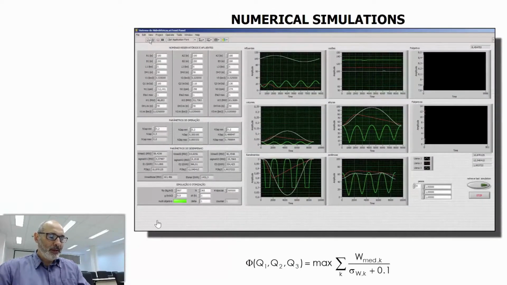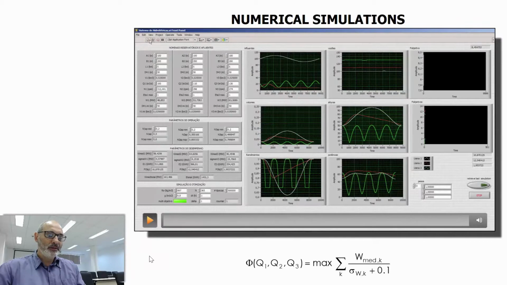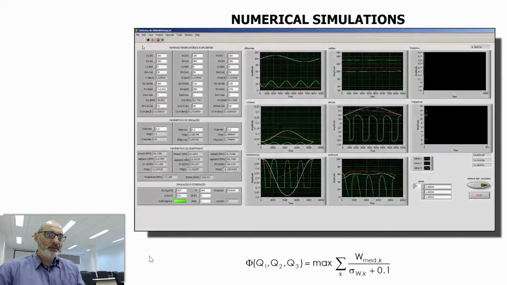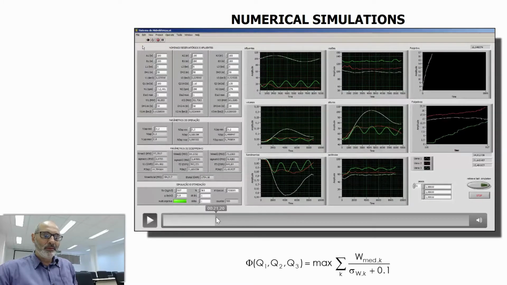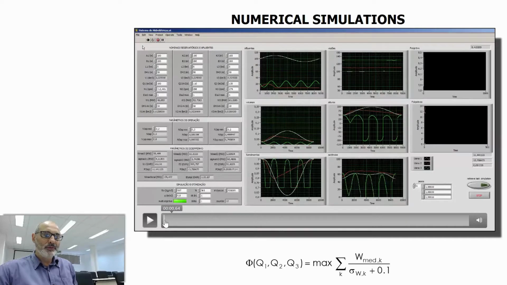Let me start the software. You see here, it's varying the flow rates, and you see that the overall objective is increasing, and the individual objectives are also increasing. But something interesting is going to happen. I'm going to pause the software. You see that, well, let me go back a few.